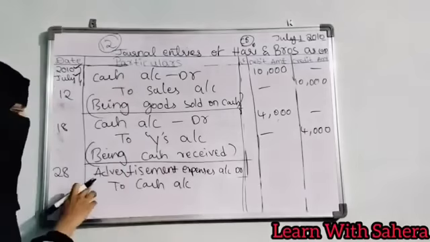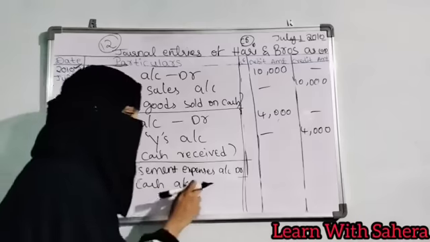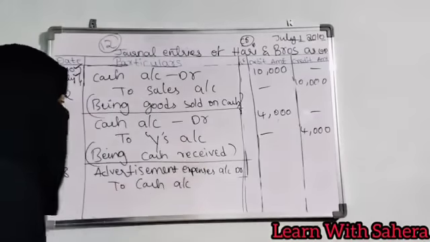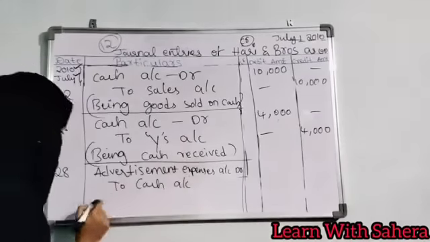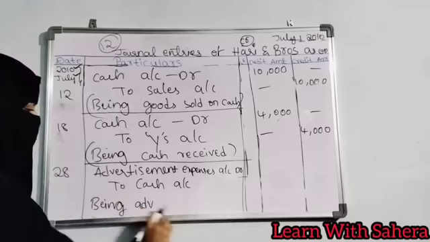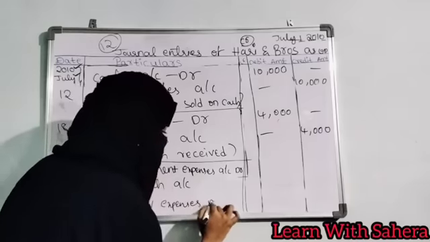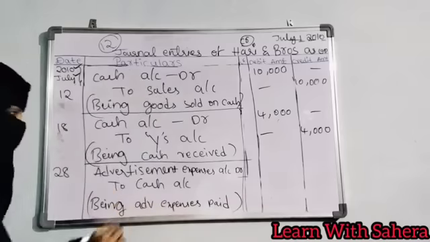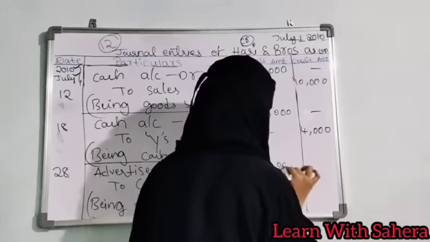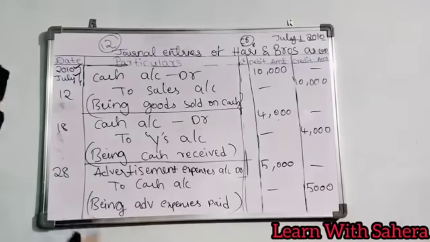So here, according to the nominal rule, we are taking expenses under debit and cash we are taking under credit, because credit is what goes out. So what is going? Cash is going. So we have taken cash in the credit. Again the narration: being advertisement expenses paid. I am writing a short form of advertisement. Okay. What is the amount? 5,000. Okay. Done with this transaction, you just draw a line.